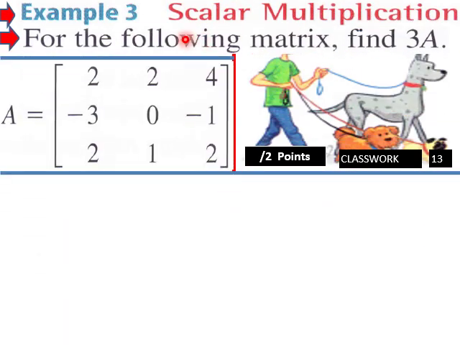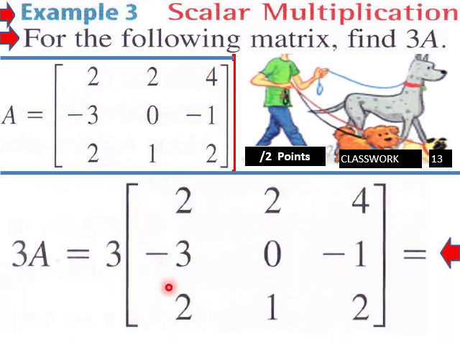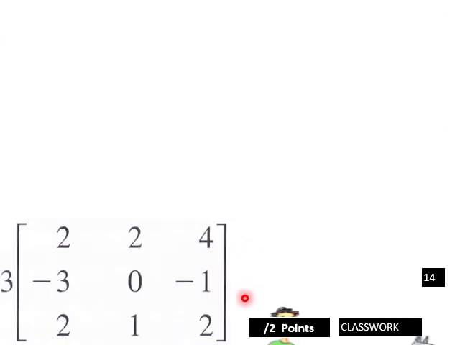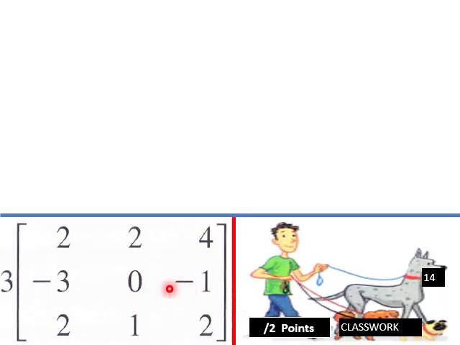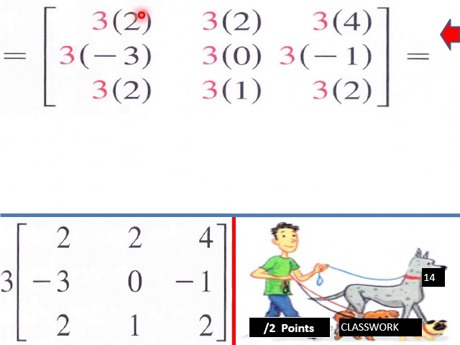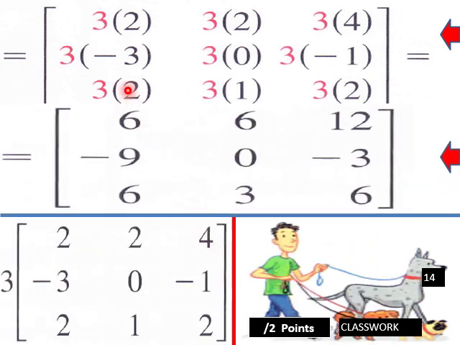Scalar multiplication: for the following matrix, find 3A. So 3A would equal 3 times A here. The 3 is out front as a general multiplication of our matrix. Then when we do that, here is our original matrix, and it would be 3 times each of the entries, 3 times each one of these members of that matrix. When you get through multiplying out, you end up with this here as your product of that multiplication.